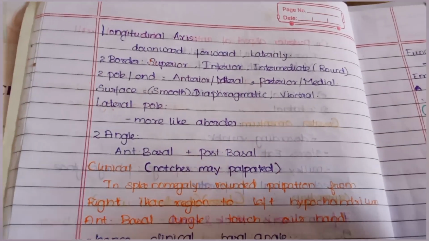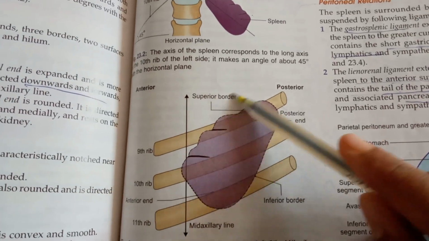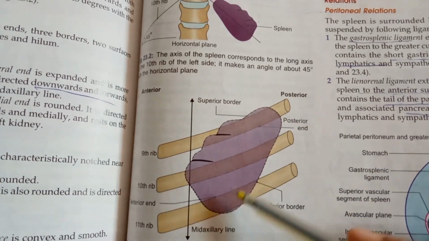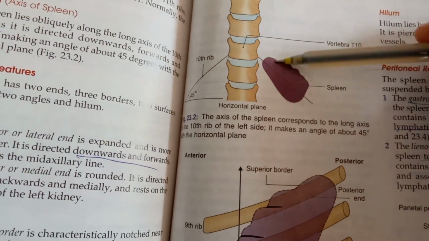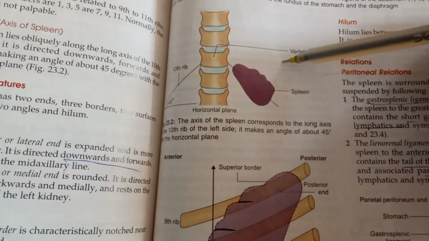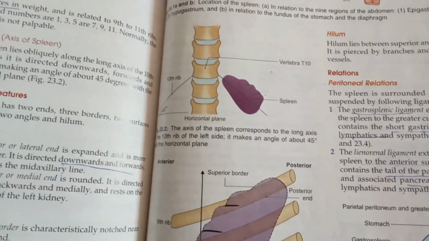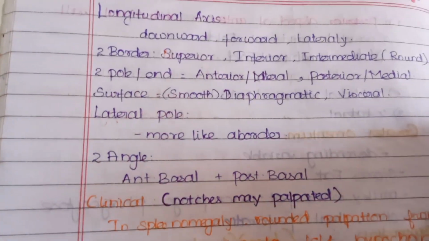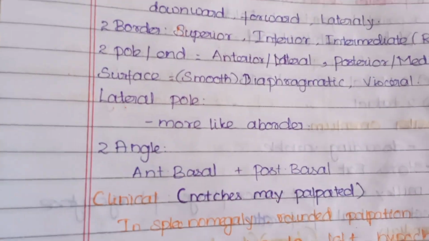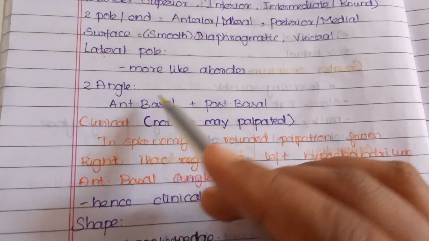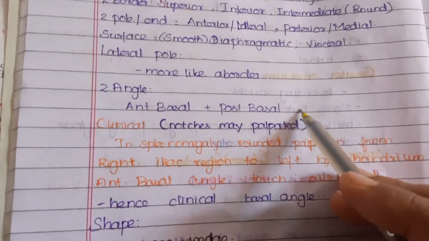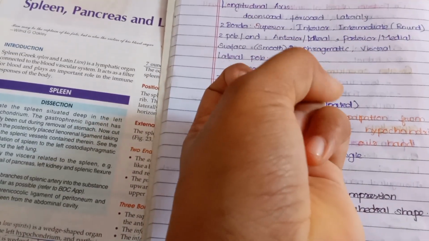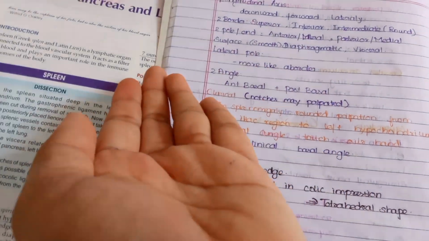Okay, two surfaces. This surface is called diaphragmatic because it is covered by the diaphragm and it will be smooth. This one is visceral, and it will be somewhat rough. Then angles: there are two angles, anterior basal angle and posterior basal angle. This is the anterior basal and here, somewhat posterior, is the posterior basal angle.